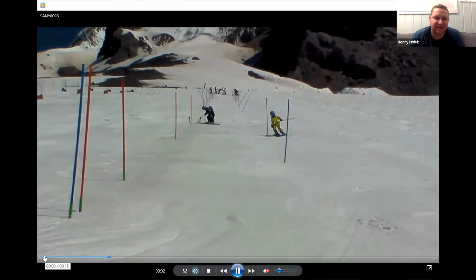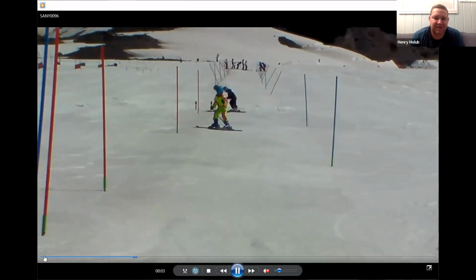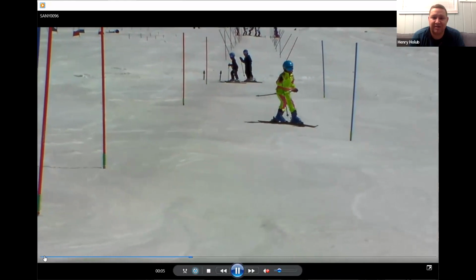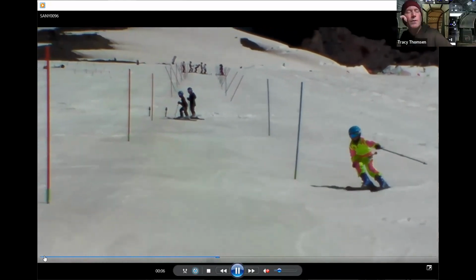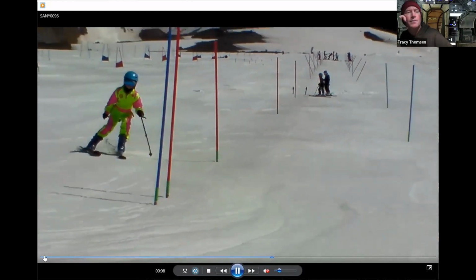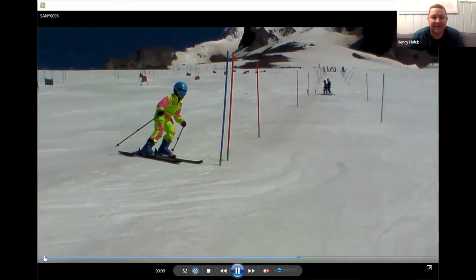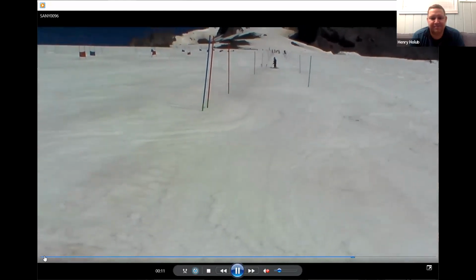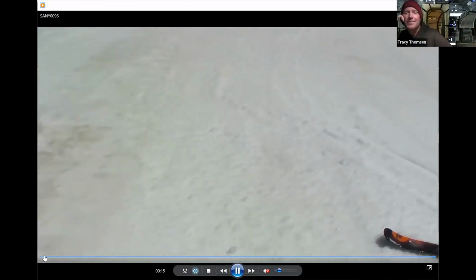But as far as ski to ski pressure, again, what I'm seeing is just a really static lower body. How are they unweighting the ski? Well, the inside ski is lifting just a little bit, but then that's what I'm seeing. Cool.